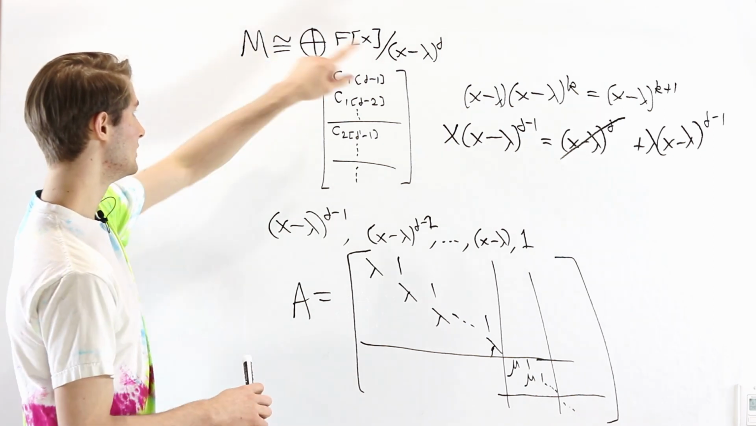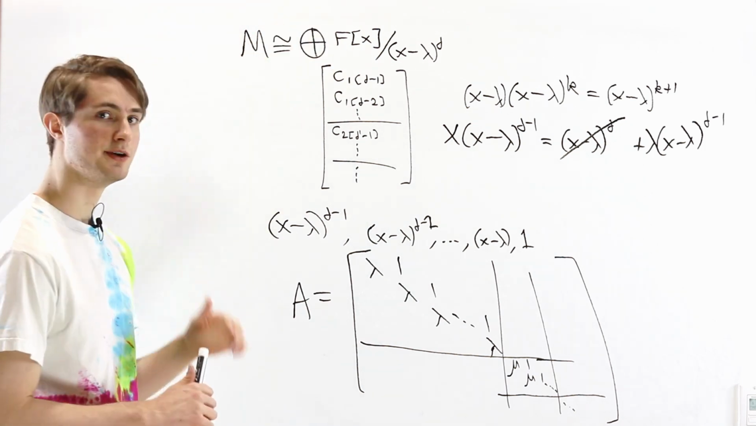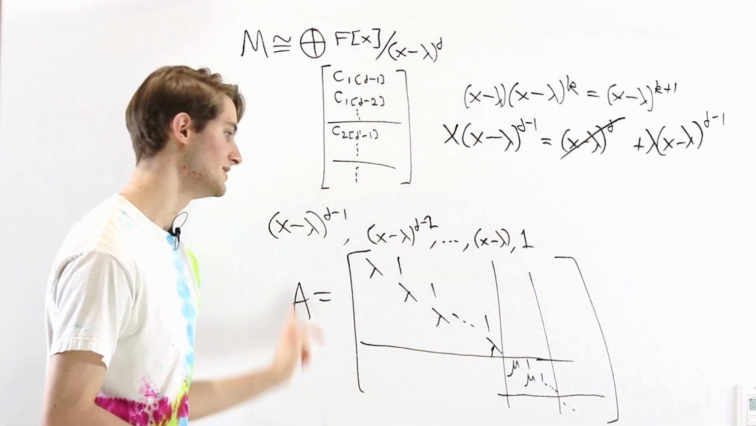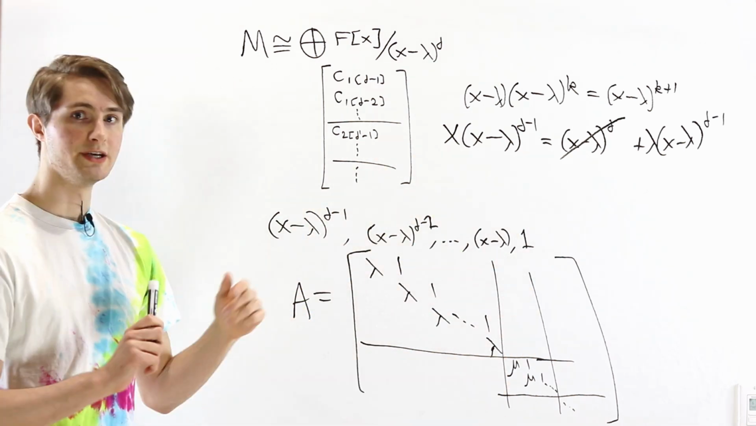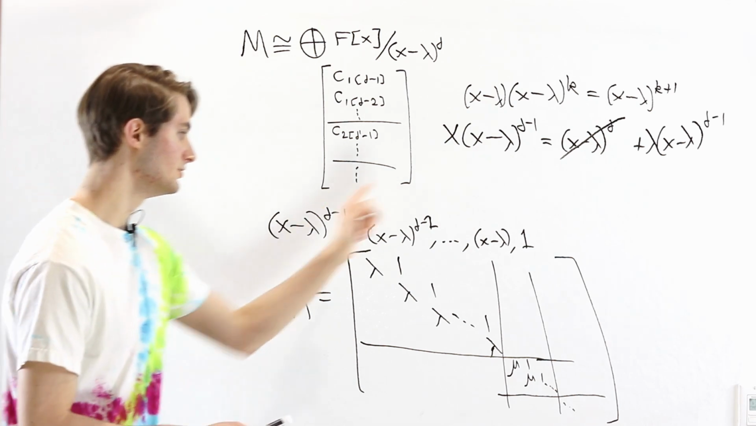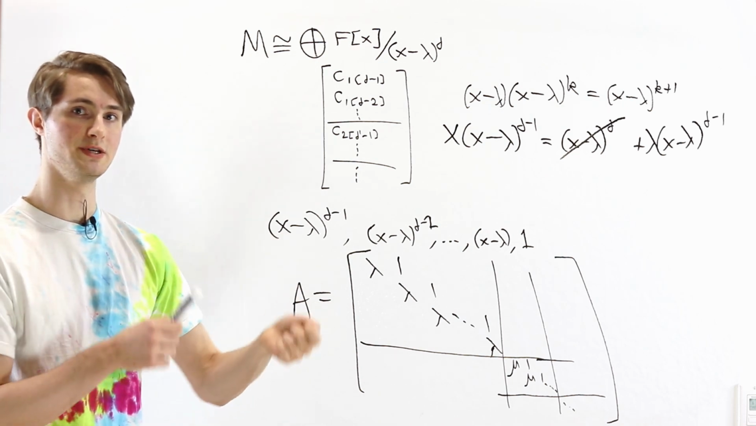We first write it in terms of these cyclic modules, and then we look for a basis and say what happens when we multiply by x. And that's what gives us these matrices. And because the original matrix has an F[x]-module that's isomorphic to this F[x]-module, we know that the two matrices will be similar.